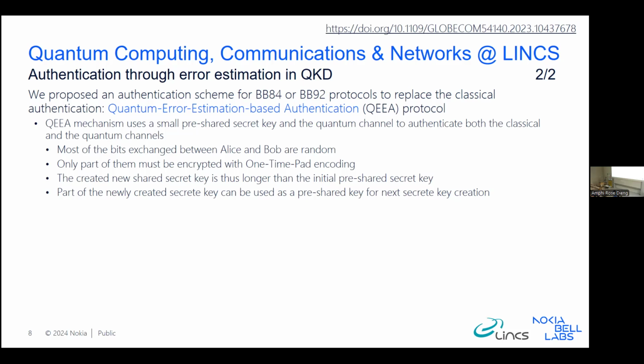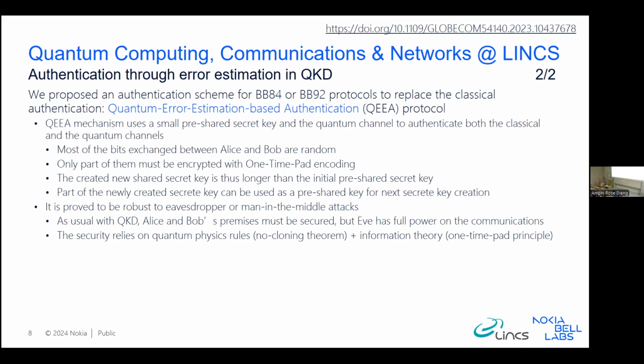And because the goal is to create a longer key at the end, part of this longer key can be used later to create a new longer key. So to start the QKD exchange between Alice and Bob, we need an initial pre-shared key, but then by using QKD in different steps, in different rounds, they will be able to create a longer shared secret key by using each time the key that was created by the QKD in the round before.